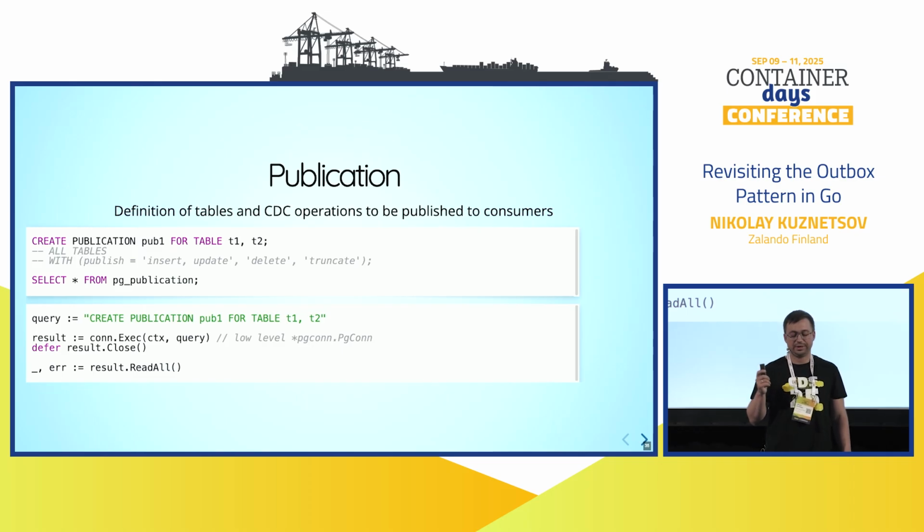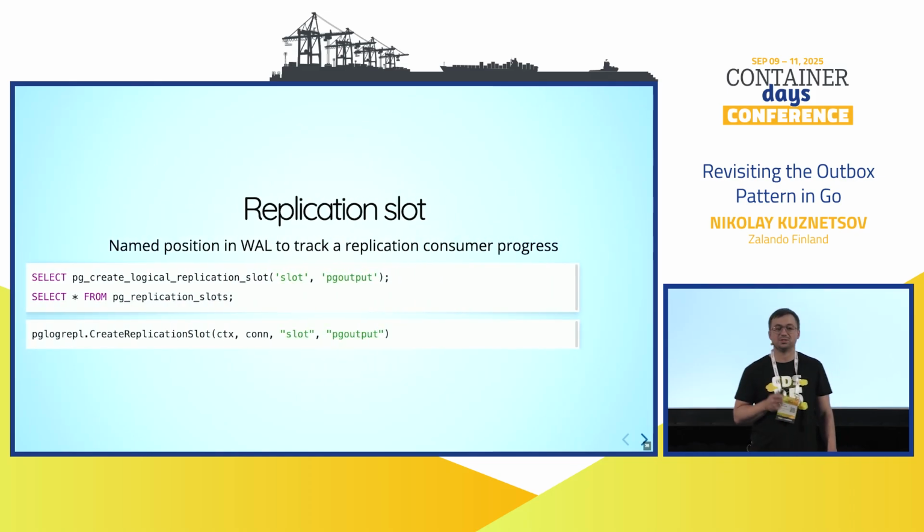You need to get the very low-level connection in that library, and then you can execute the query and get the publication created in Postgres. But nothing actually happens before you start, because to start something interesting, I need to introduce the second concept, the replication slot.